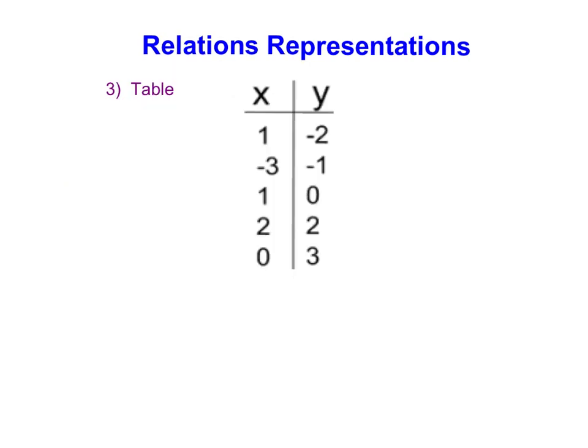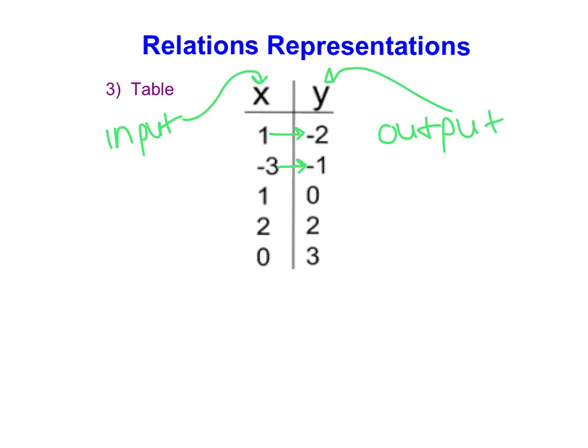The third way to represent a relation is to utilize a table. So here you can see we have x and y values. Remember, your x values are your input values. Your y values are your output values. And what we can see here is the input of 1 pairs with the output of -2. Input -3 pairs with the output of -1. Input 1 pairs with the output of 0. Input 2 pairs with the output of 2. So all of these are my inputs, and they pair with these outputs over here. So again, another way to represent a relation.